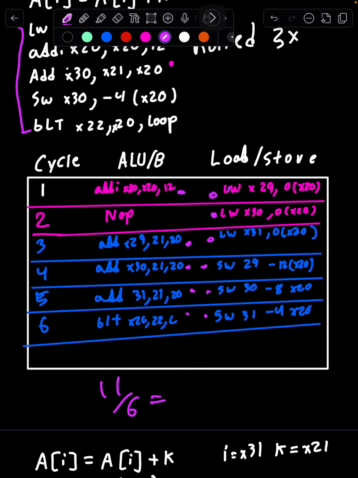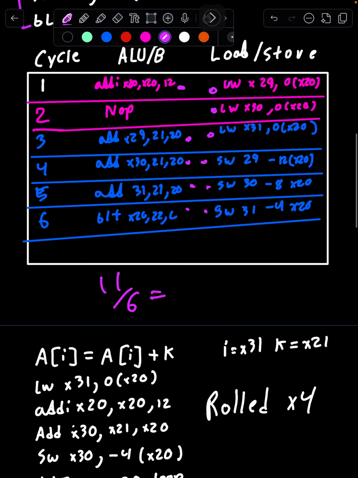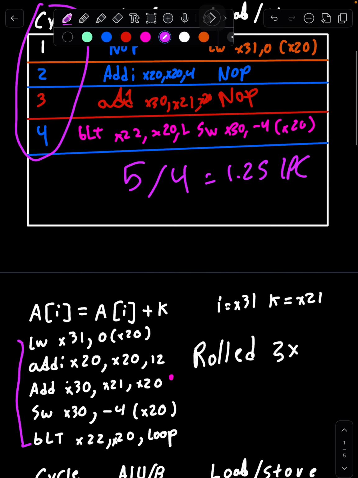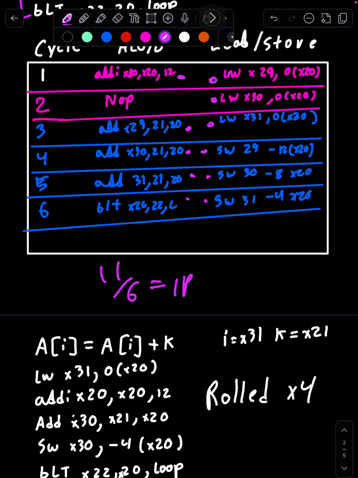That gives us our IPC number. Whatever that is, I'm not going to do it in my head.